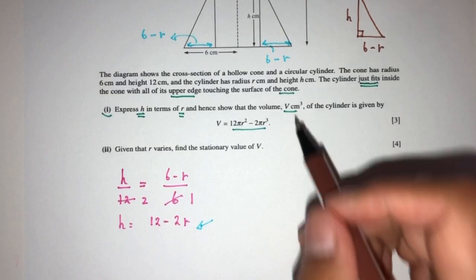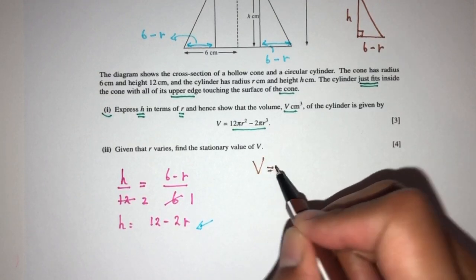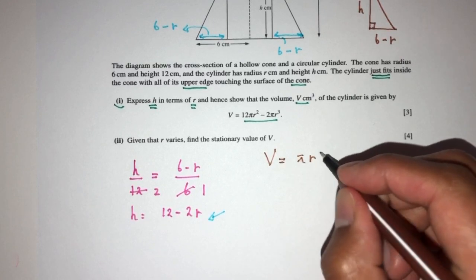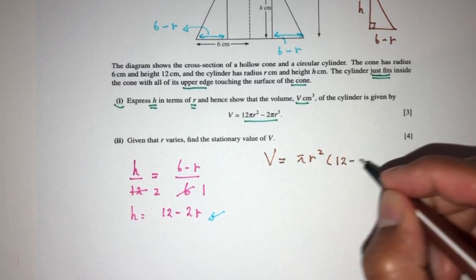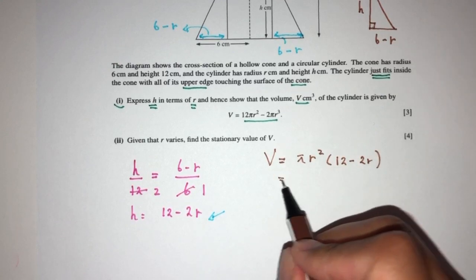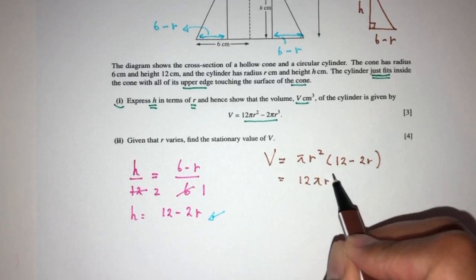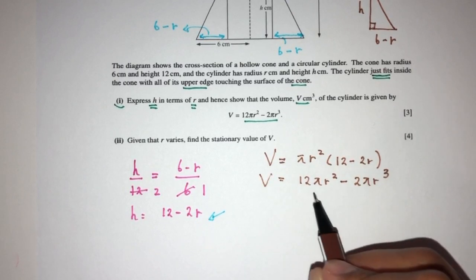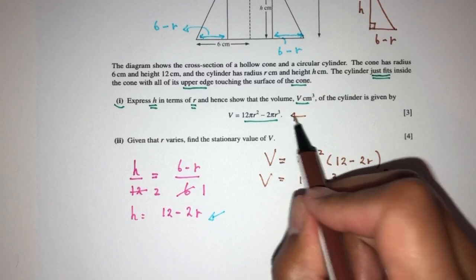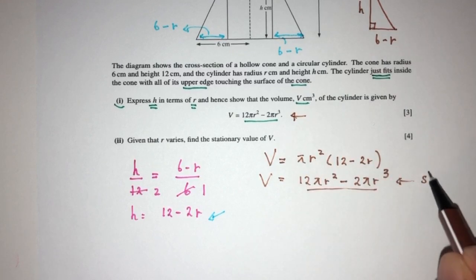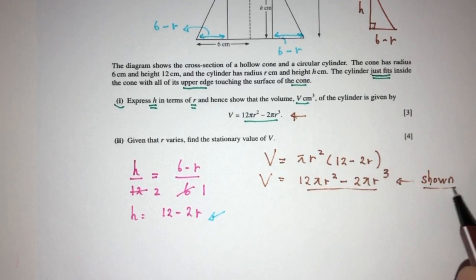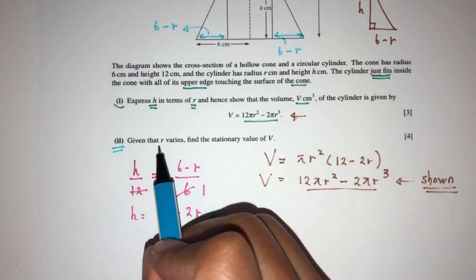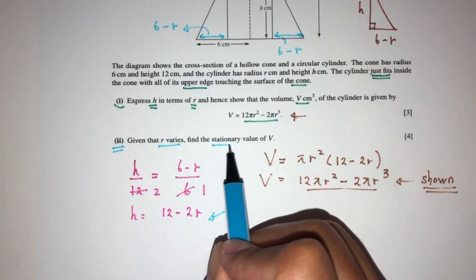Now finally we have to find the volume. So volume has to be pi r square h. So pi is pi, r square is r square, and h is 12 minus 2r. That will have to be 12 pi r square minus 2 pi r cube. This is shown as required. Now for part 2, given that r varies, find the stationary value of v.